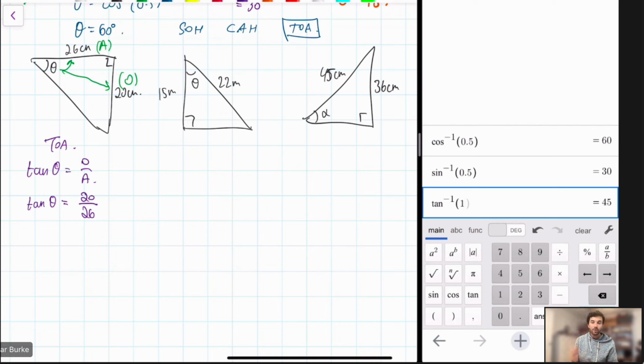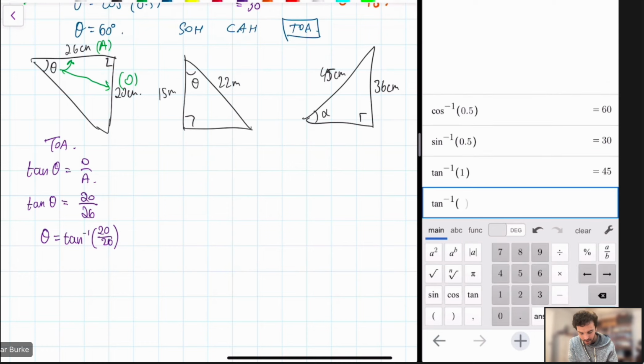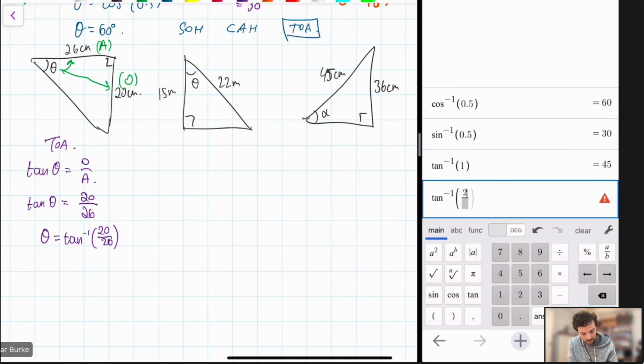Now, what was our trick for getting rid of that tangent? We take the inverse tangent. So here we go, like that. Now we can write out what our answer is. So we go function, tangent, and then we go 20 on 26. We can see the answer is 37.57 degrees.